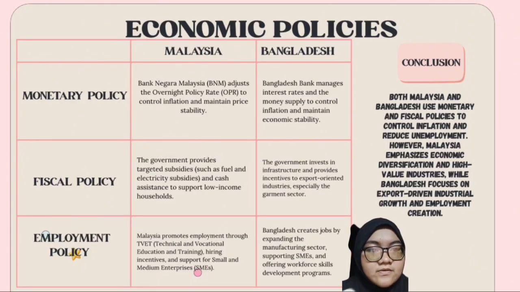For the fiscal policy for Malaysia, the government provides targeted subsidies such as fuel and electricity subsidies and cash assistance to support low-income households. For Bangladesh, the government invests in infrastructure and provides incentives to export-oriented industries, especially the garment sector. And for the employment policy, Malaysia promotes employment through TVET, hiring incentives and support for small and medium enterprises. Bangladesh creates jobs by expanding the manufacturing sector, supporting SMEs, and offering workforce skills development programs.